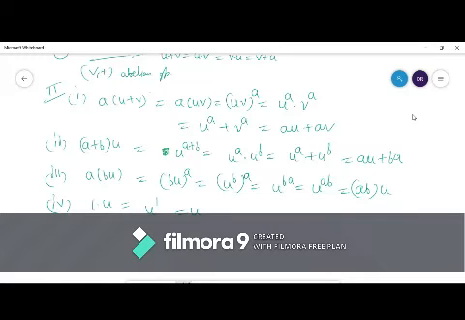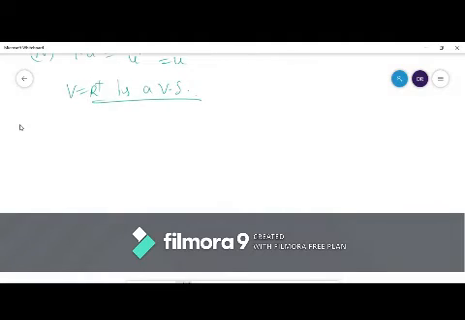Therefore, all four properties of scalar multiplication are also satisfied. Hence, V is equal to R plus, with respect to the two binary operations defined above, is a vector space. This is a vector space.